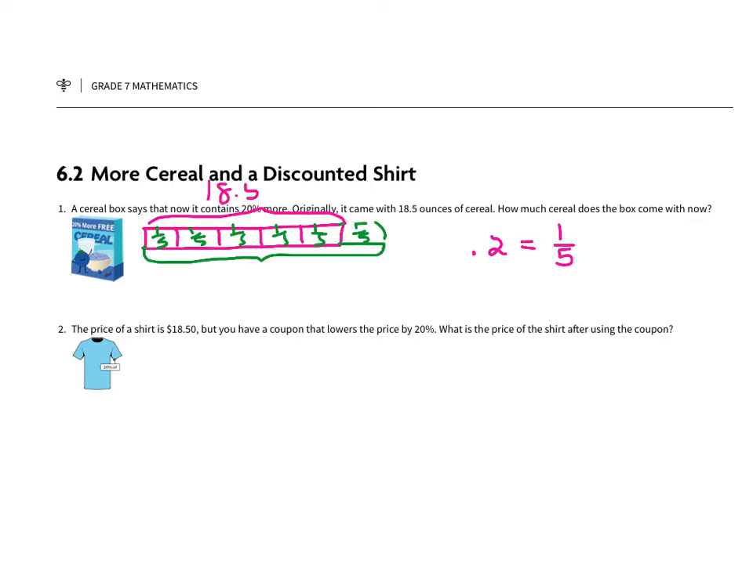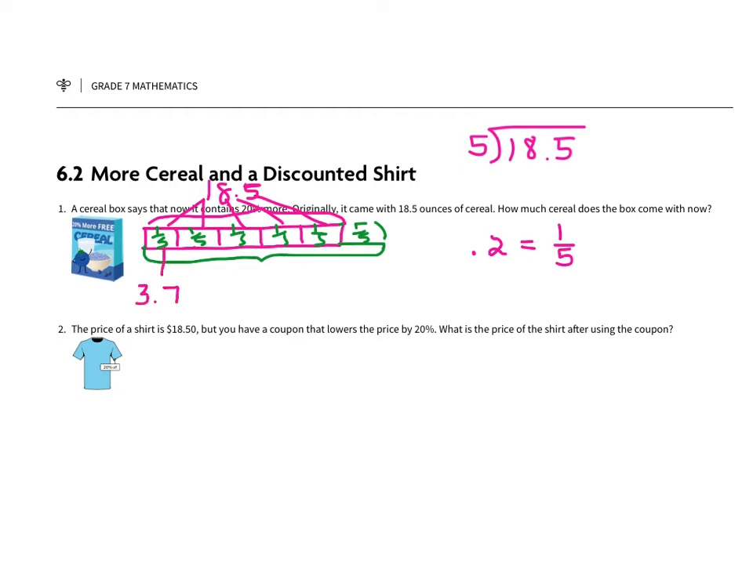18.5 ounces. I'm going to ask myself, how much is going to go into each of those small boxes? In other words, how much is 1/5 of 18.5? Well, I can do that two ways. I can do 18.5 divided by 5, or I could take out my calculator and divide 18.5 divided by 5, which happens to be 3.7.